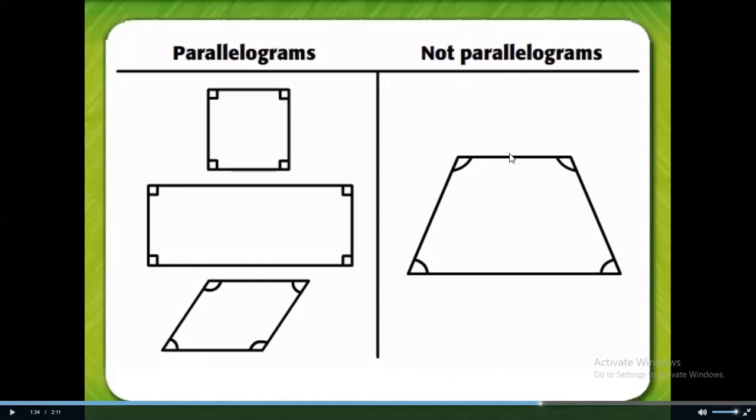As you see, only one pair of opposite sides are parallel and the other sides are not parallel. Explain why. I explained it. A trapezoid is not a parallelogram because it does not have two sets of parallel sides. Only one. These sides are not parallel.